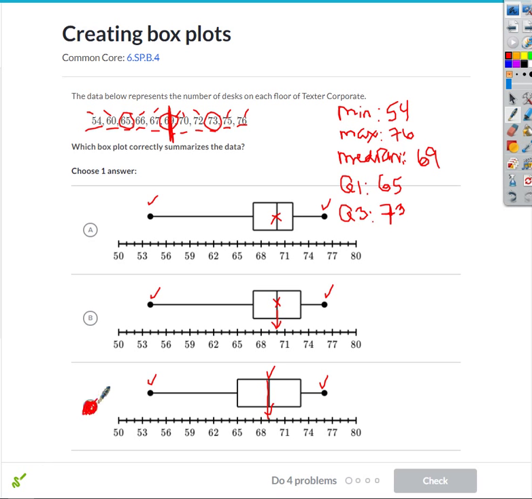Now let's confirm with the other quartiles. Q1 should be 65. Yes. Q3 should be 73. And yes, it is. So that's what we did. Once we find the minimum, the maximum, and the median, which are all easy to recognize, we then split the data into the left side and right side and find the medians of those, and then we'll be able to identify our answer from there. So our answer here was C.